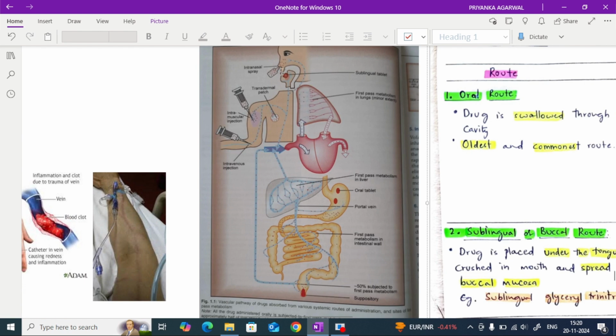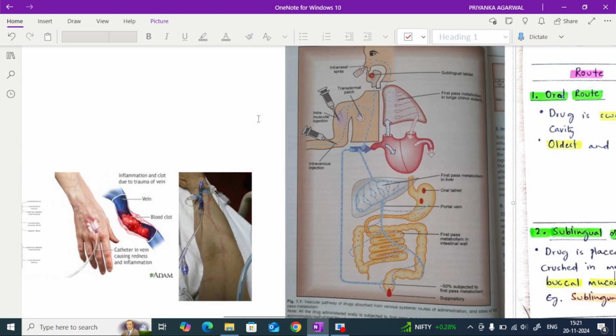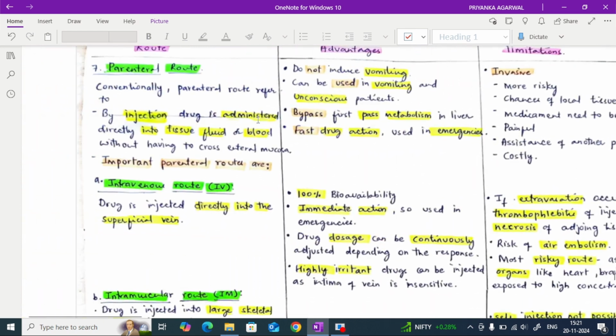So when you give any drug by oral, sublingual or rectal route, the drug reaches the GIT and it has to cross enteral, that is intestinal mucosa or GIT mucosa to enter into the blood. But when you give it by parenteral route like IV or intramuscular, you inject the drug directly into the blood or into the tissue fluid so the drug is absorbed into the blood without having to cross any intestinal mucosa. Okay, so this is the meaning of being parenteral.